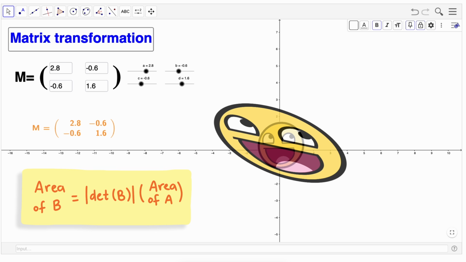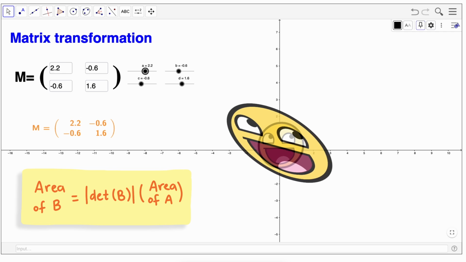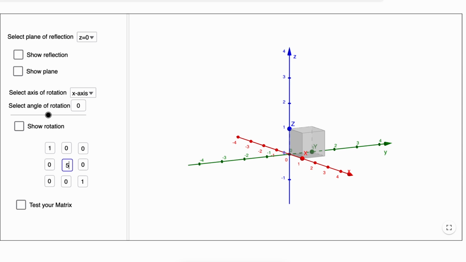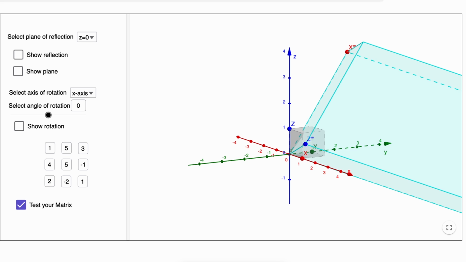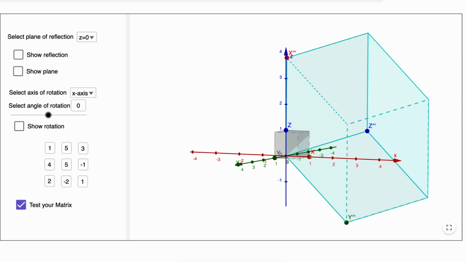What we learned about determinants in 2 dimensions generalizes to higher dimensions. For example, the absolute value of the determinant of a matrix is the factor by which a volume is scaled when transformed by the matrix in 3D.